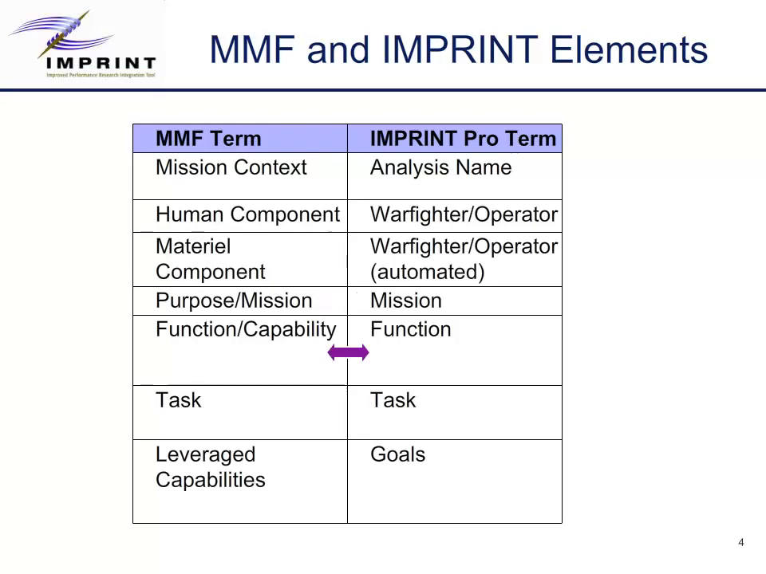The function capability is mapped to functions. A task is a task in both tools. And leverage capabilities is mapped to goals.